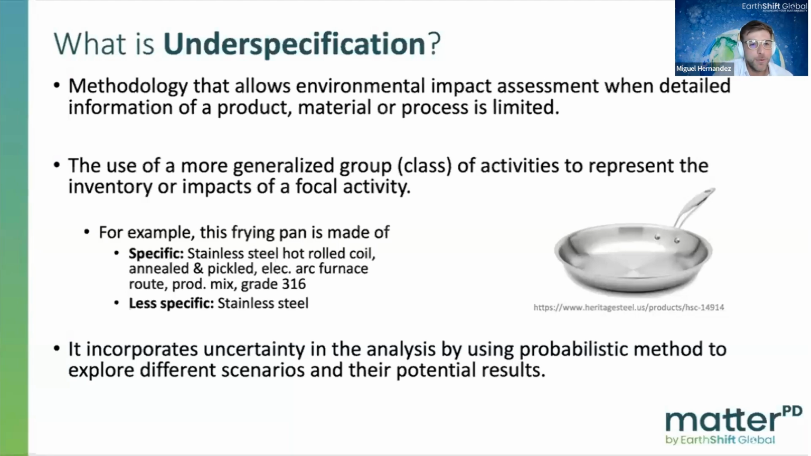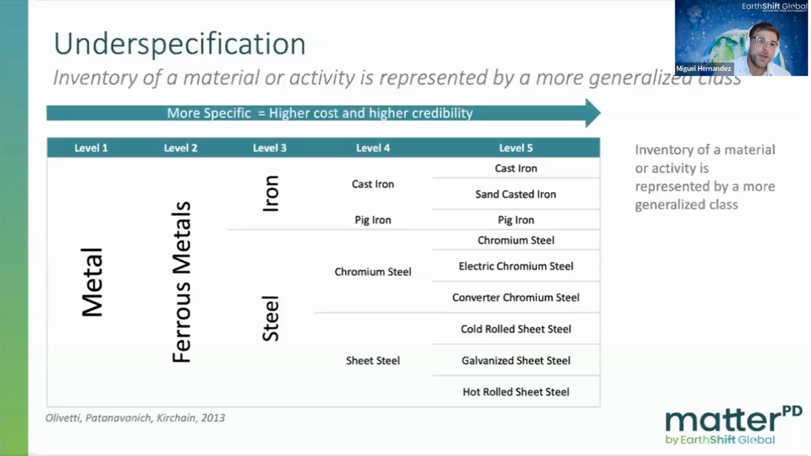We have a frying pan. If we were very specific, this frying pan could be described as a frying pan made of hot rolled stainless steel grade 316. That would be the ideal description for a very specific data item to put into a model. However, if we are not totally certain about the material that we're going to use, we could also describe it as a stainless steel frying pan. Underspecification allows us to use this less specific definition of a material to build our model. So again, through underspecification, we can represent an inventory, either a material or an activity, through a more generalized class.